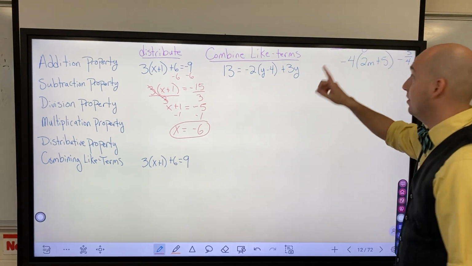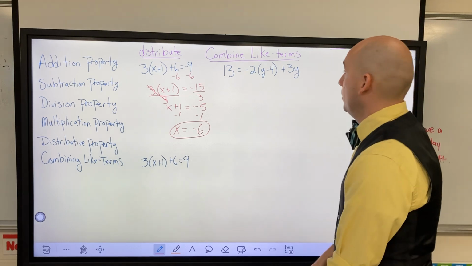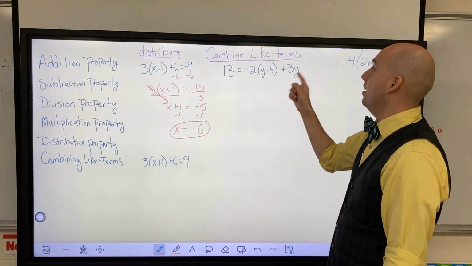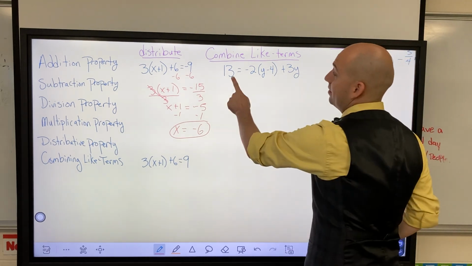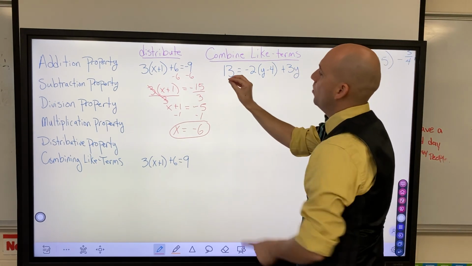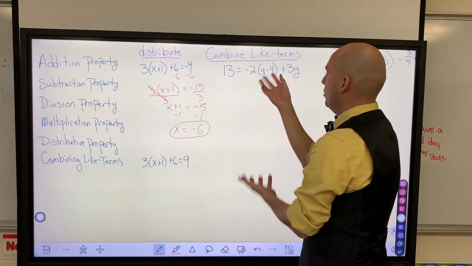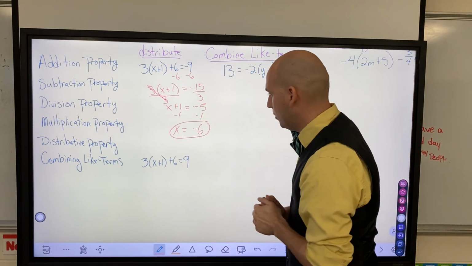You'll find that won't be possible with other problems. Like this one, you can't bypass the distributive property because this has a variable term. This does not. So if I subtracted 3y, I can't combine those. So now I'm stuck and I still got to use the distributive property. I guess you're not technically stuck. Let's show you what that looks like.